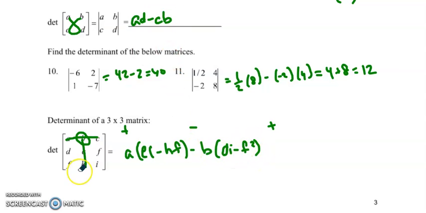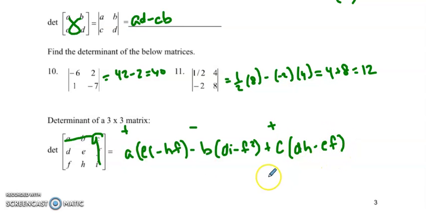And then go back to this, and I'm dealing with C as my scalar, so plus C, and then cross out the row and column that come with C and find the determinant of what's left. So DH minus EG. So that is how you find the determinant of a 3x3 matrix. The beauty is that we're going to be doing that in our calculators.